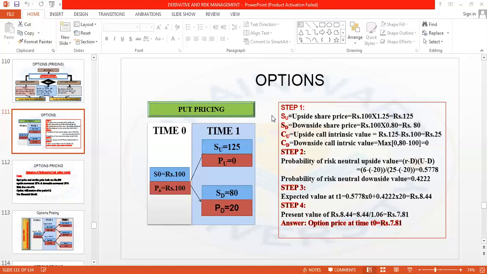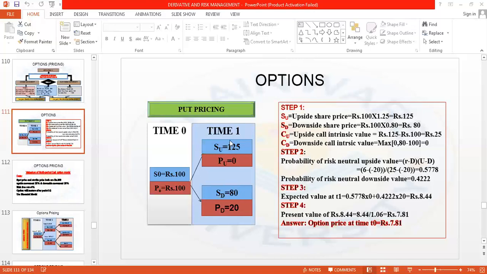So, since there is 25% upside movement and 20% downside movement, basic data remains the same. That means upside share price will be 100 into 1.25 is equal to 125. This is shown in time 1 against blue box. Then ST is a downside share price. It is 100 into 0.80 is equal to rupees 80. It is shown in the second blue box of time 1.